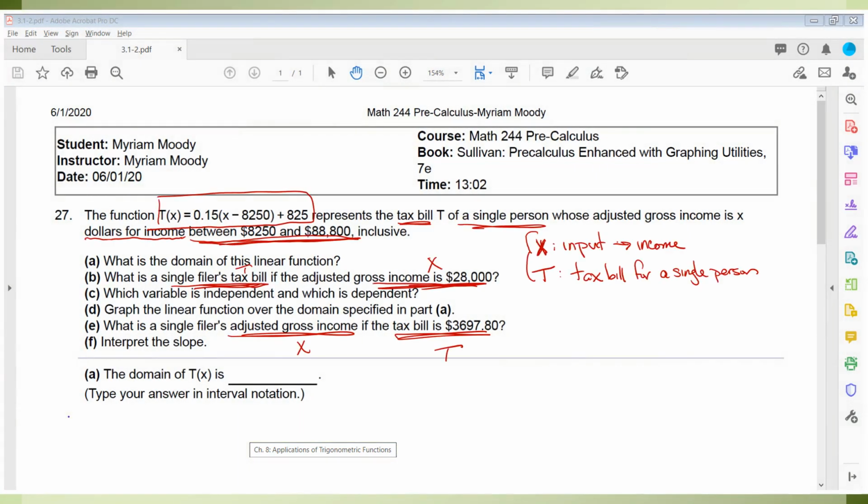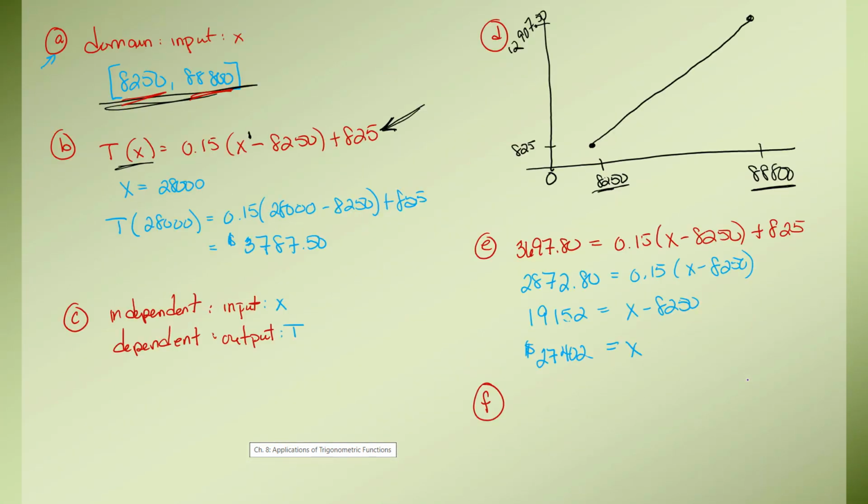Last but not least, they want to know the slope, or they want us to interpret the slope. That's part F. Well, in order to interpret the slope, I actually need to know the slope. I don't have the slope. Are you with me? I have got this equation that's written in part D, but I don't have the slope. So I'm going to have to take that equation in part D and put it in that y equals mx plus b format in order to find out what the actual coefficient of x is.